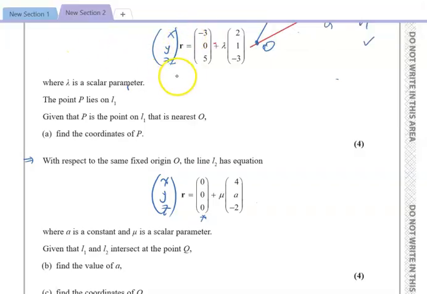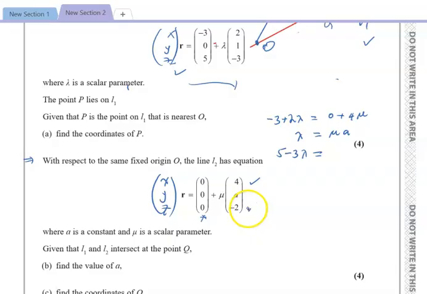So that means the x in the first line, which is minus 3 plus 2 lambda, is equal to the x in the second line, which is 0 plus 4 mu. And the y in the first equation, which is just lambda, is equal to the y here, which is mu A. The z in the first equation, which is 5 minus 3 lambda, is equal to the z in the second equation, which is minus 2 mu. So all we need to do is calculate these equations to find the value of lambda and the value of mu at which they are equal.